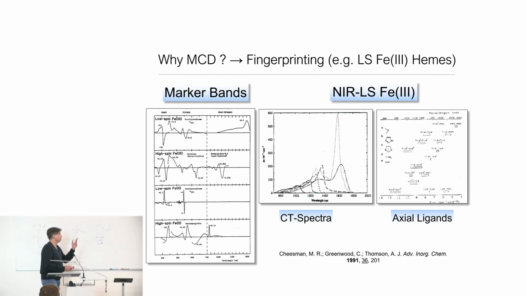And I'm very sorry, it's very poor quality, but basically on the basis of such a table, you can get a very good idea what the axial ligand to the iron is, or whether it's there in the first place or has dissociated, say, in the course of the reaction. And that is a good use of MCD.